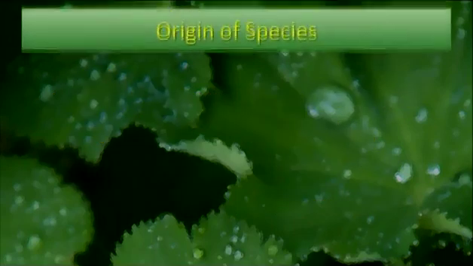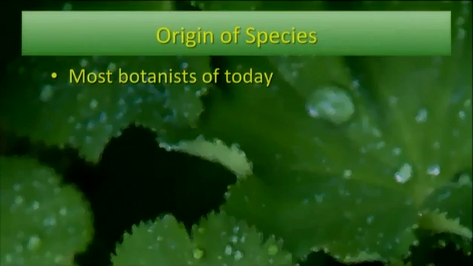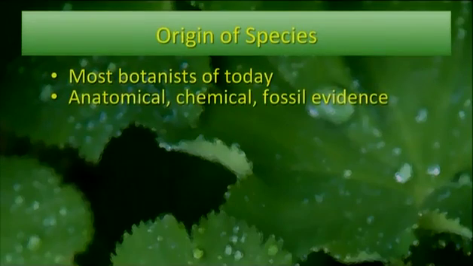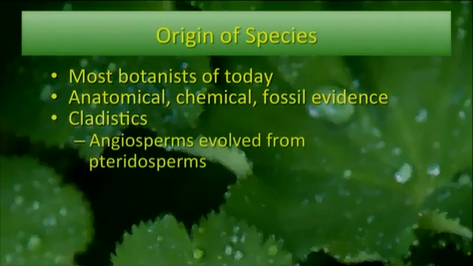Now also, most botanists of today use the anatomical and chemical and fossil evidence, as well as cladistics. Remember, cladistics is a way you can actually show how one plant is related to another. It's like a system. And what they say is that angiosperms evolved from seed ferns. Remember the seed ferns that we talked about?